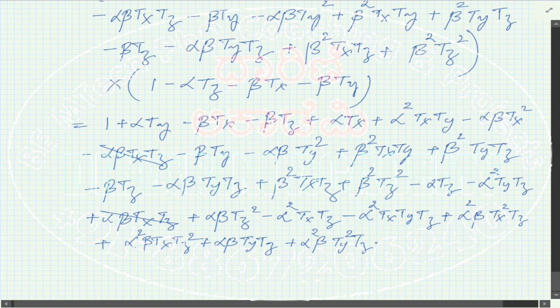Okay, and then the minus alpha beta is getting multiplied with this term. So this is minus alpha into beta cube, tx ty square into tz. Then this into the last term. So that should be minus of alpha beta square ty into tz square. I think we have this term, alpha beta square ty tz.